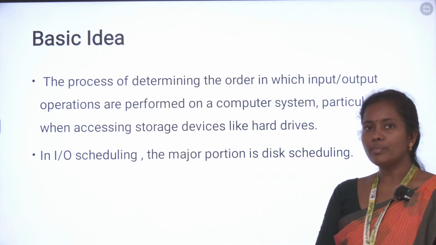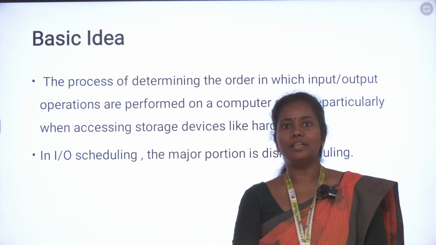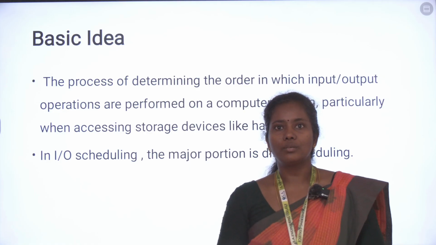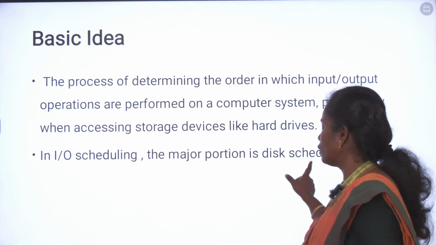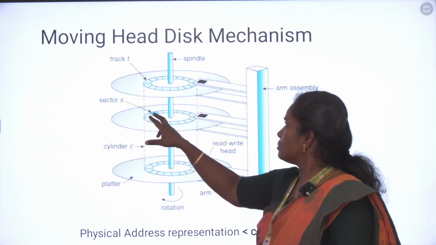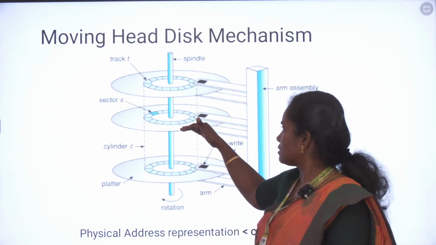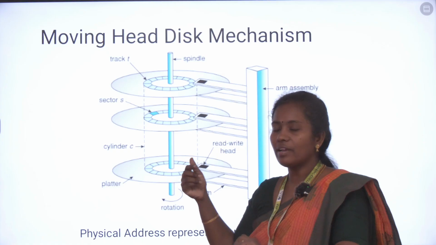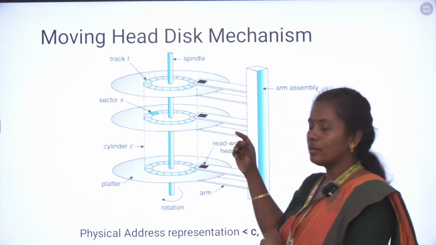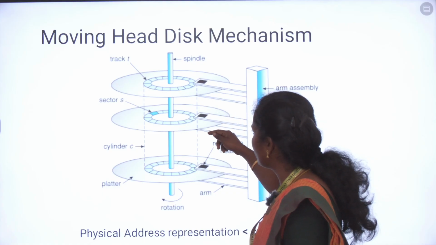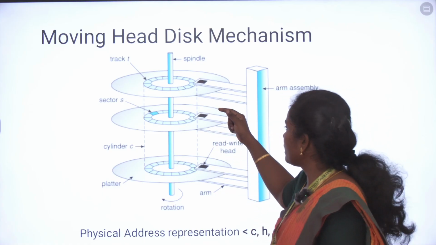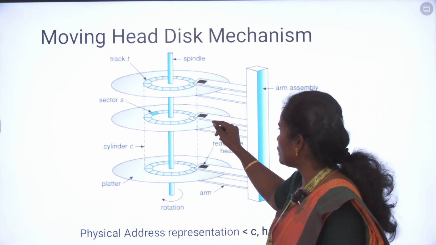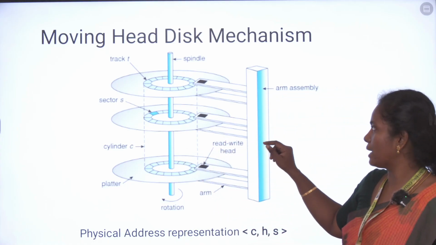In IO scheduling, the major portion is disk scheduling, because the disk is mostly used to transfer data from memory to disk. So before we go into IO scheduling, we have to know about the disk mechanism. In this mechanism we have multiple platters mounted on a spindle. The spindle rotates, and the platters rotate as well. While rotating, the read-write head will read and write information. The read-write head will not touch the platters, because if it touches them, the disk will be corrupted. Without touching, it reads or writes information through magnetic fields.